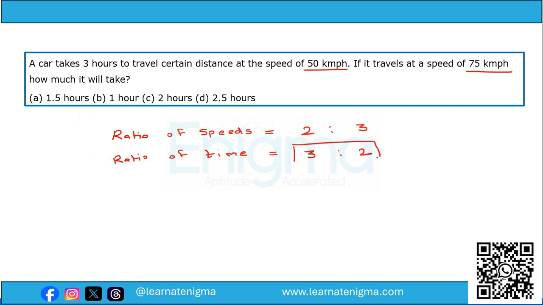Now, we already know that it takes 3 hours to travel at the speed of 50 kilometers per hour. So we have to find out the time in which the car will travel at 75 kilometers per hour. So we have 3 is to 2 is equal to 3 is to x. So we can easily get the answer as x is equal to 2 hours. So the answer will be option C.